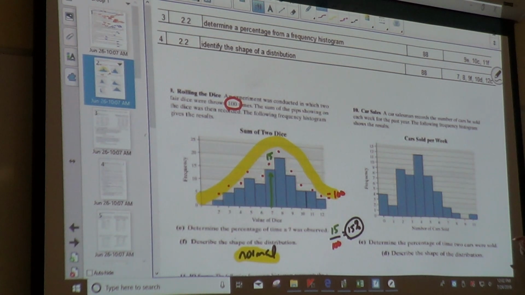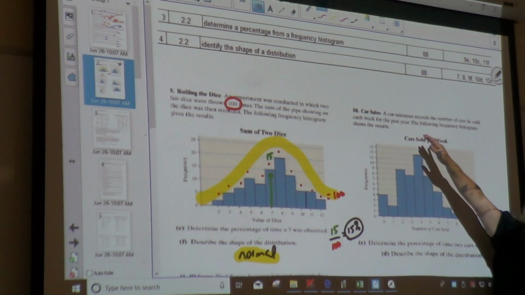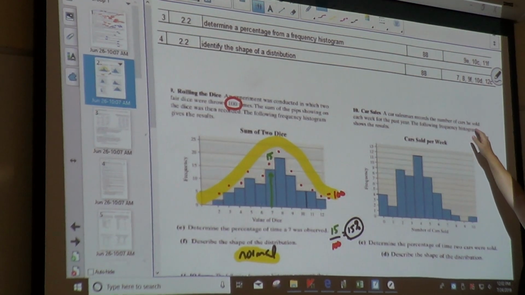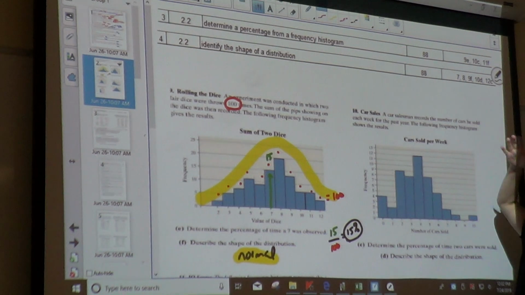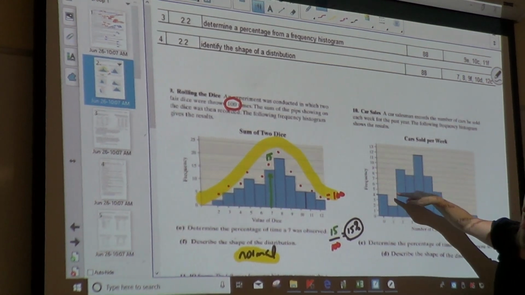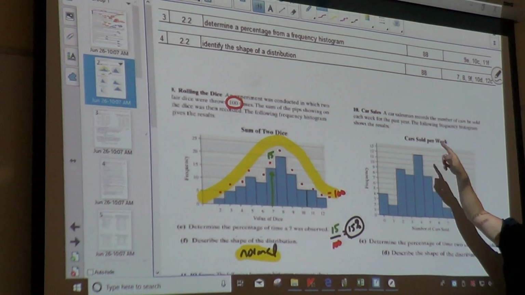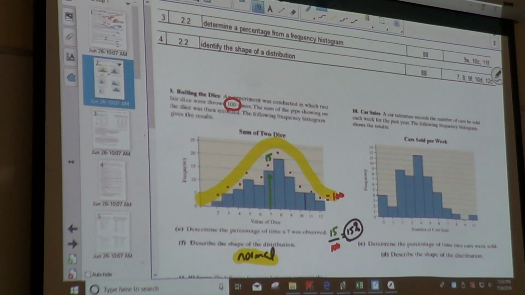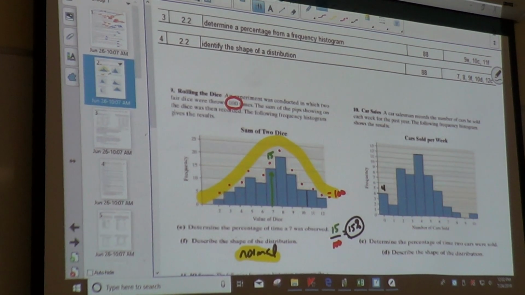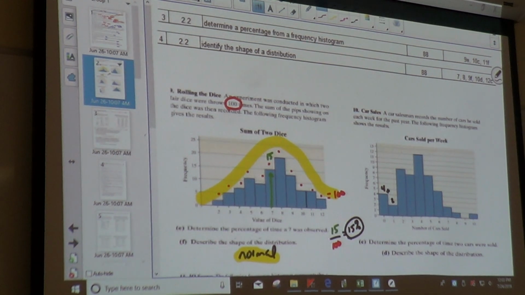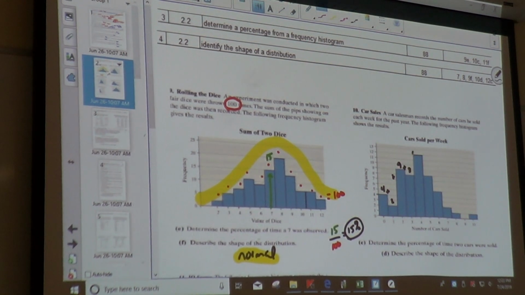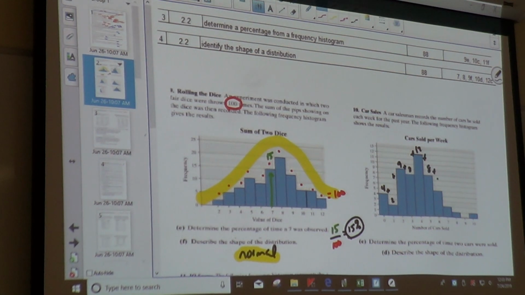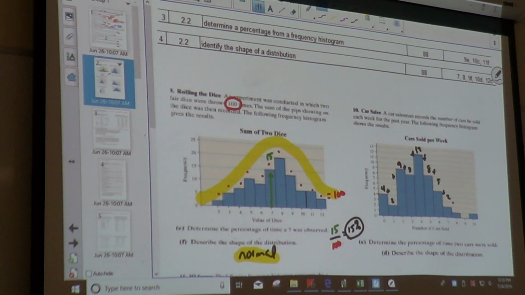Percentage of time 2 cars were sold. Well, up here, it didn't tell me. So I'm kind of screwed. I'm going to have to do what y'all say. 4 plus 2 plus 9 plus blah, blah, blah. So if I come over here and I add up 4 plus 2 plus 9 plus 8 plus 12 plus 8 plus 5 plus 2 plus 1 plus 0 plus 1, that is going to give me a total of 52 because it didn't give it to me.